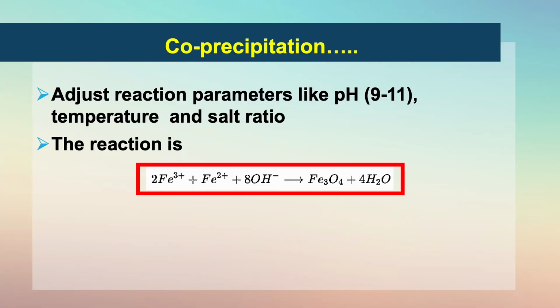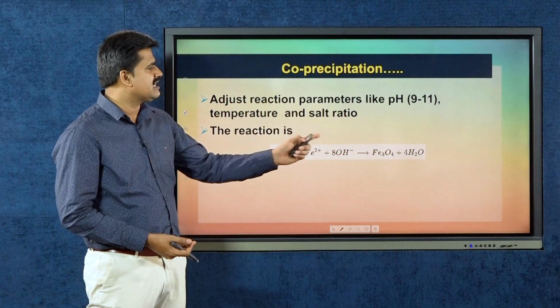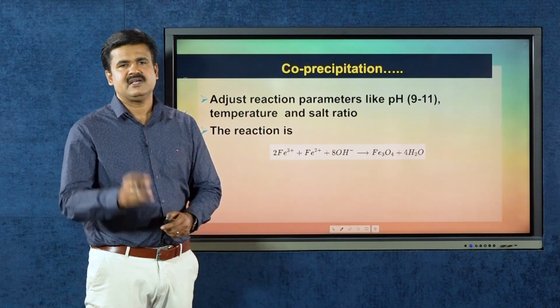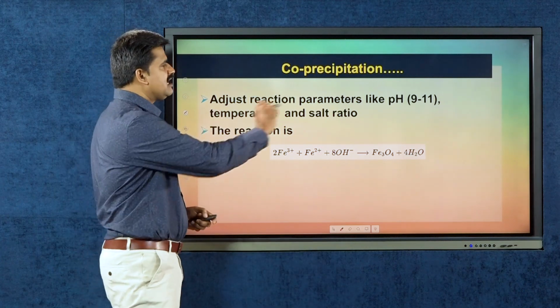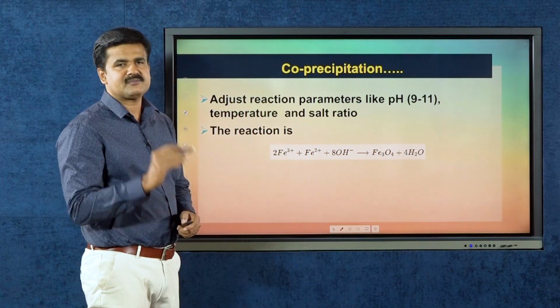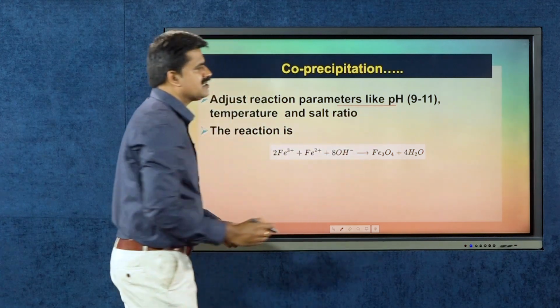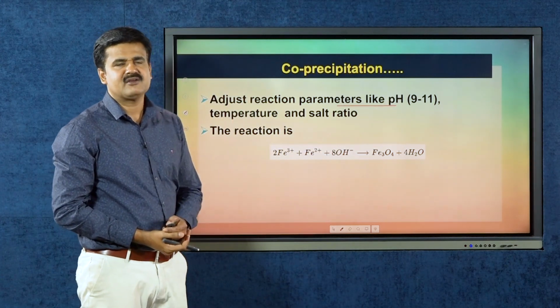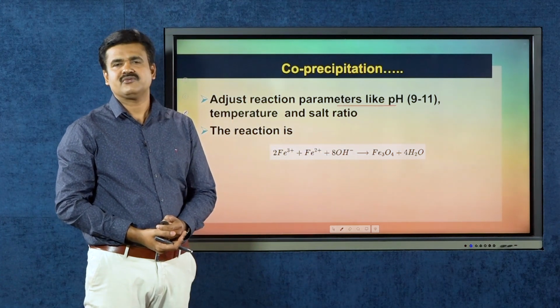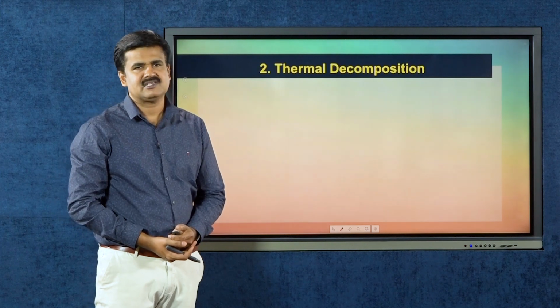2Fe3+ plus Fe2+ plus 8OH-, which is obtained from NaOH, you will get Fe3O4 nanoparticle. It should be noted that all the reaction parameters should be kept under control, especially the pH. The pH of the medium must be between 9 and 11 for smooth generation of Fe3O4 nanoparticles.